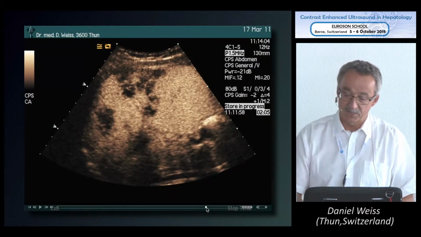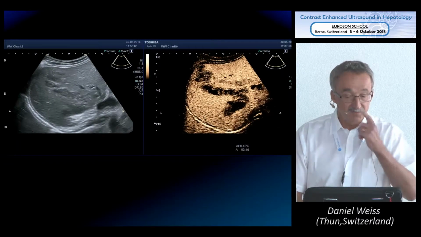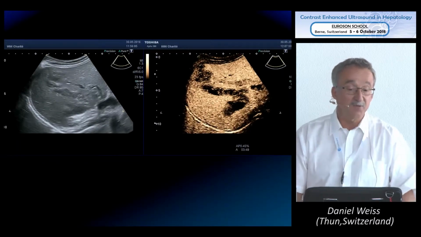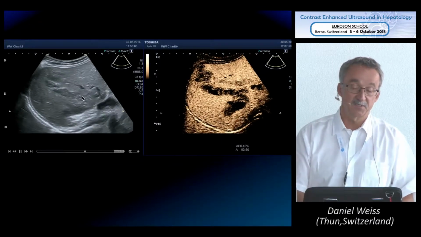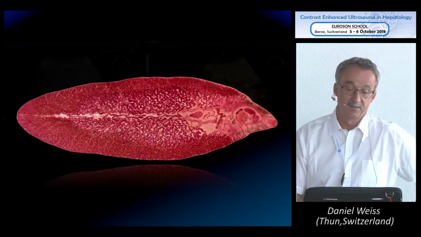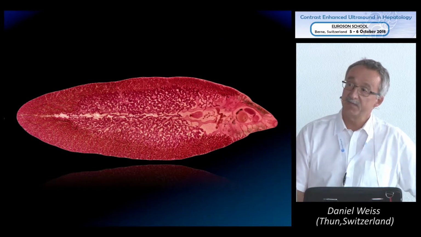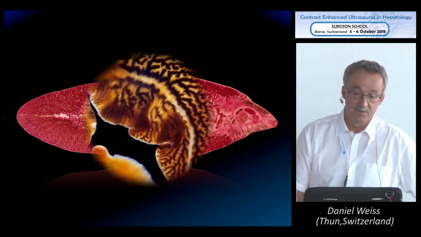It's not yet lunchtime. And this is from Wolfram Wermke, and now it's even in the grayscale picture, it's very clear what it is. It is a tunnel system. And this is what makes these tunnels. It's a fluke, it's a liver fluke.